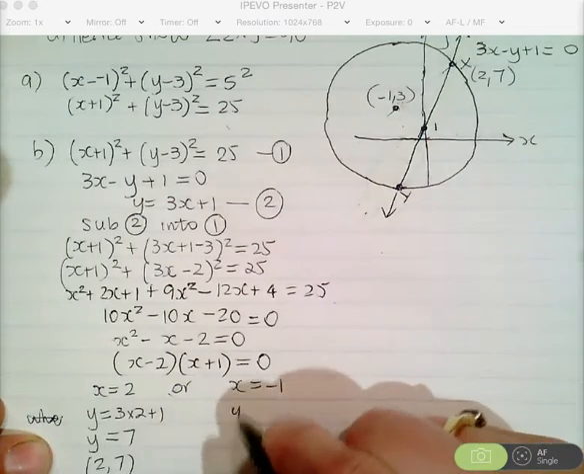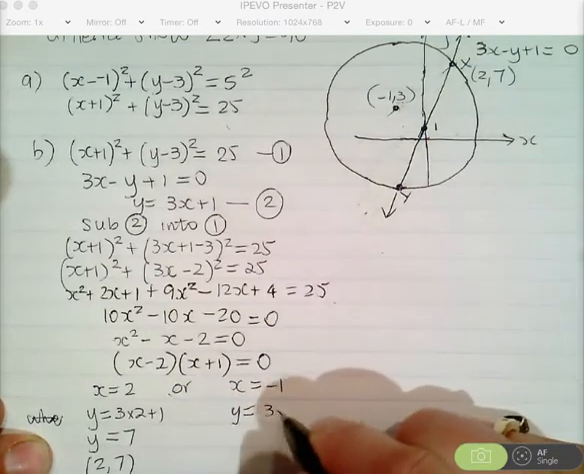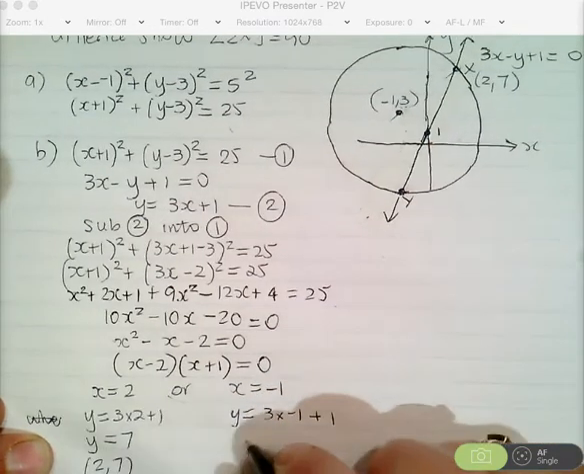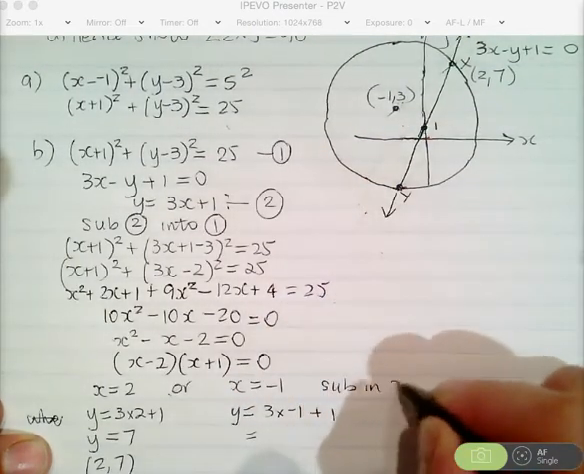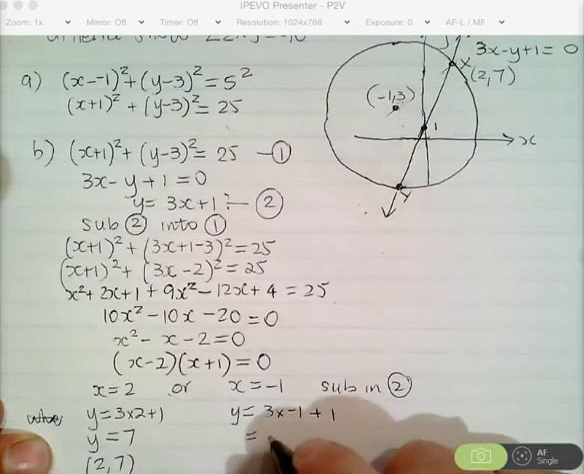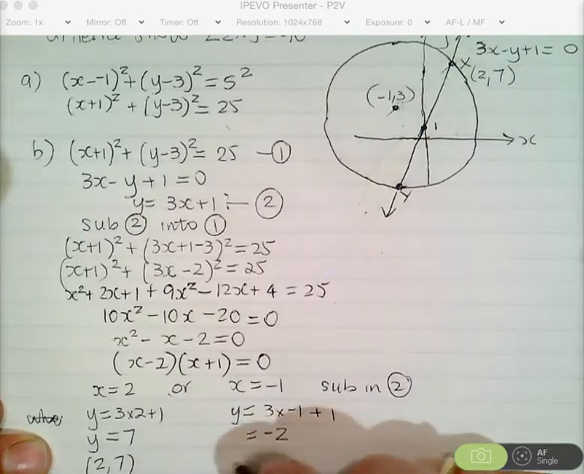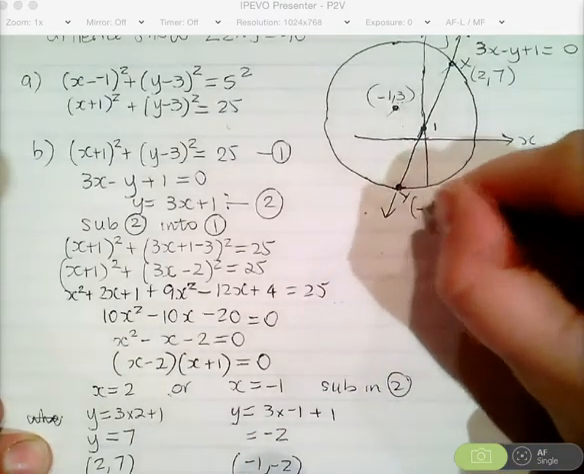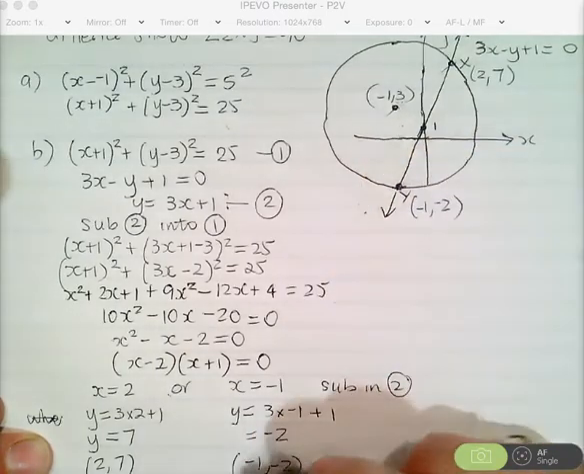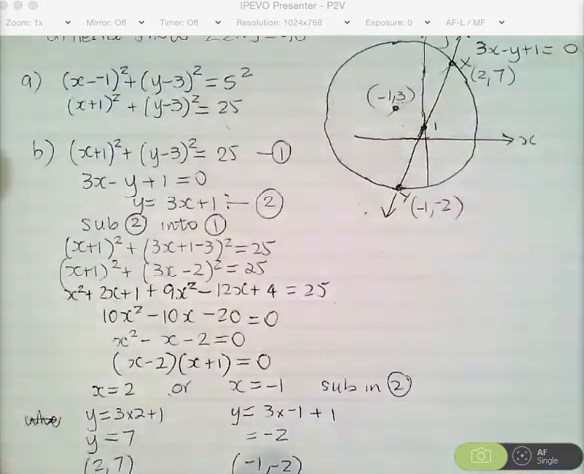And this point here, when x is -1, we get 3 times -1 plus 1, substituting that into equation 2. So we're subbing those in equation 2. We get -3 plus 1 is -2. So the second point of intersection is -1, -2. So this point down here is -1, -2. Okay, now that's part B.